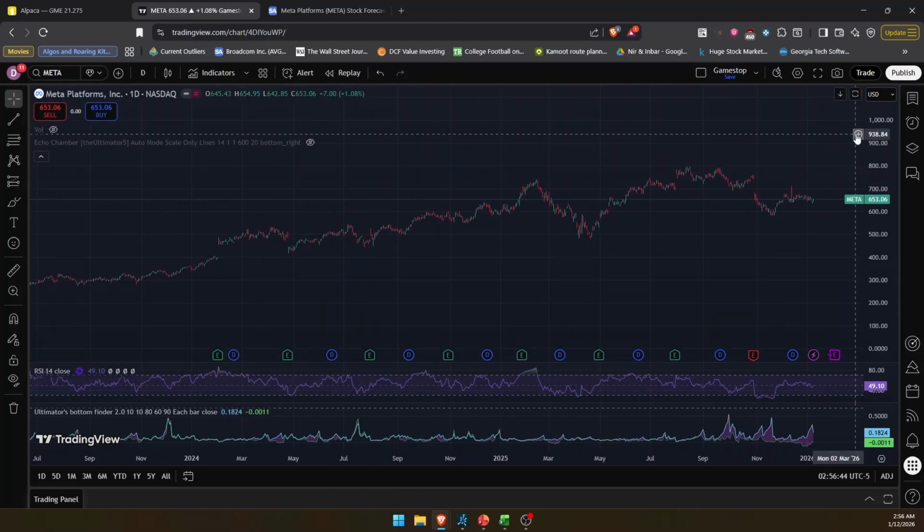950 is going to be up here, which is higher than everything else, but it does look like it's trending higher. Meta's had a really good run the past few years. So yeah, as I said, that's basically what I do.